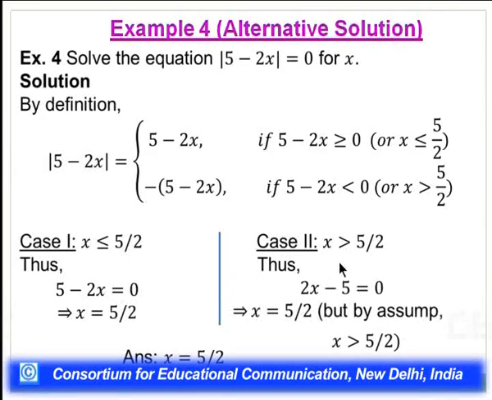Now here in this case, the absolute value of 5 minus 2x, which is the left hand side of our equation, is 2x minus 5. Now when I put 2x minus 5 equal to 0 and I solve for x, I again get x is equal to 5 by 2, but this is not allowed by our assumption. Our assumption in this case was x is strictly greater than 5 by 2. So this case would be ruled out, but overall our result would still be x is equal to 5 by 2. These kinds of contradictions with assumptions do happen at times, and this is something you must watch out for.